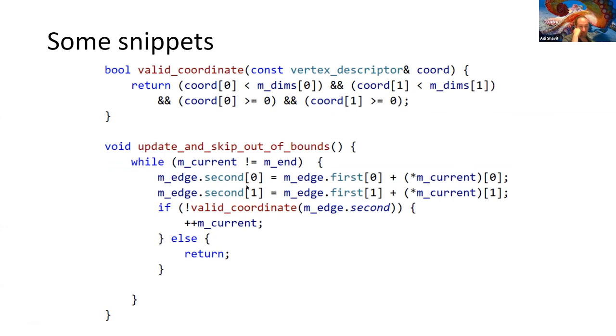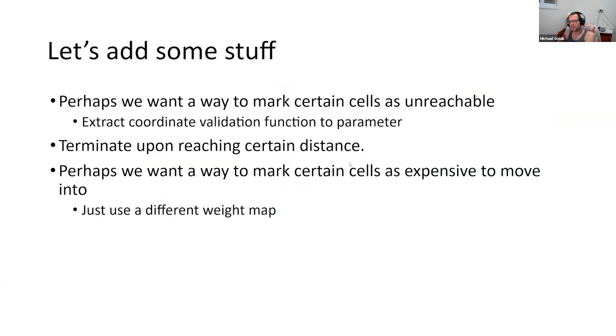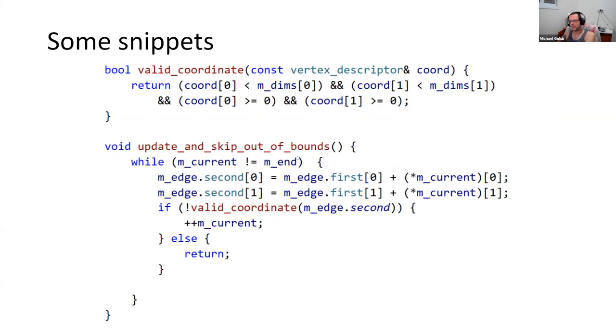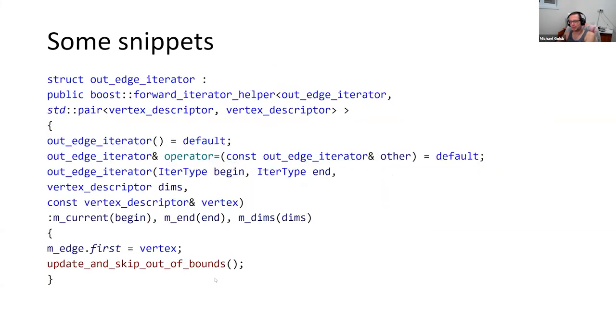Do you see my cursor, right? Yes. For the second part of the edge, you try to advance it by the current knight move. If it is a valid coordinate, great, nothing to do. If it's not a valid coordinate, try next. If you reach the end, you reach the end. That's it. And valid coordinate for now just checks the edges of the board. So this function is called from plus plus, and this function is called from the constructor itself, because you want to start with the first edge.